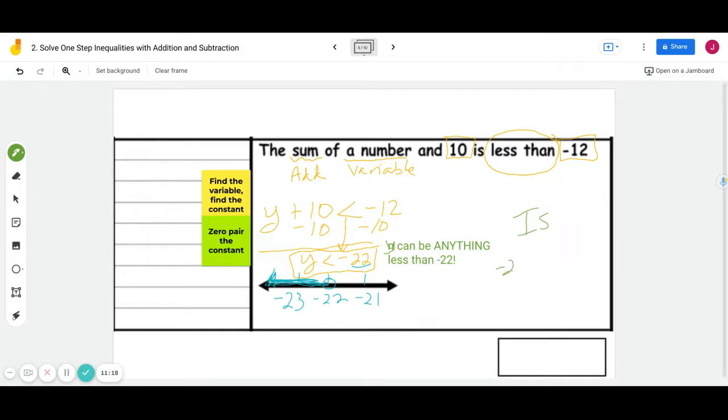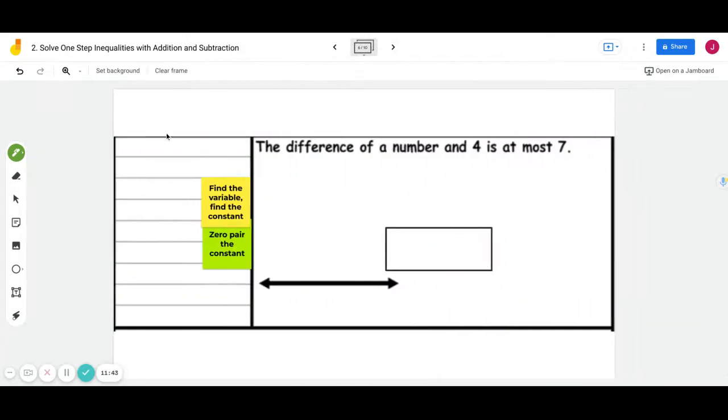I'm going to choose negative 23 because it's part of that shading. Negative 23 plus 10 less than negative 12. Negative 23 plus 10 is negative 13. And negative 13 is less than negative 12. Yes. Pause if you need. We've got one more. Read it.